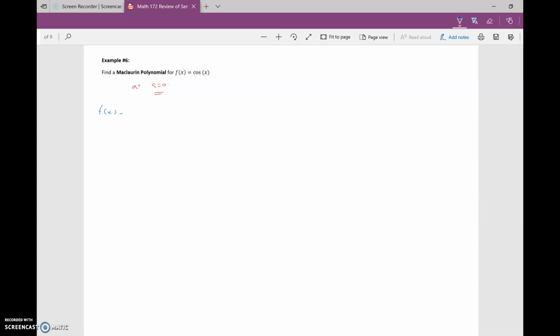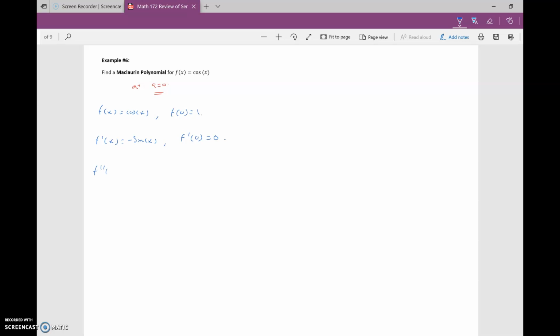So your f of x is equal to a cosine of x, and f of 0 is equal to, well, technically 1. Cosine of 0 is equal to 1. F prime of x, we're going to get a negative sine of x, but f prime of 0 is equal to 0. So we will not be able to use this term since it cancels. We need to go to the next one.